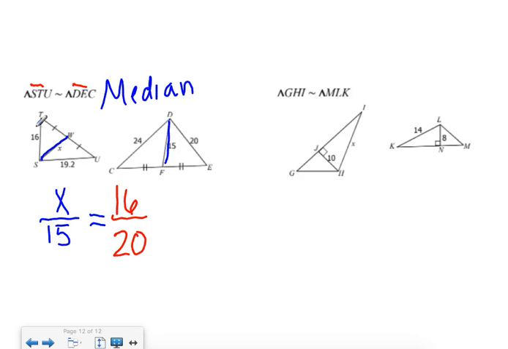Either way works. But yes, now we cross multiply. Cross multiply it, and we get 20x equals 240. Then we divide out, and we find x is, what does x equal? 12. Sweet.